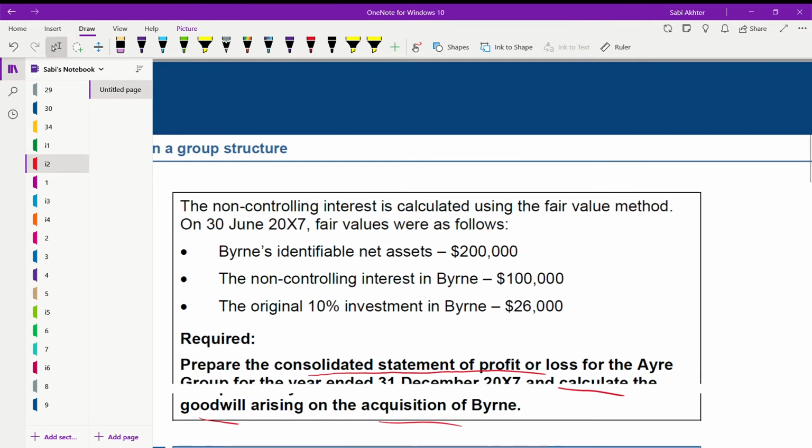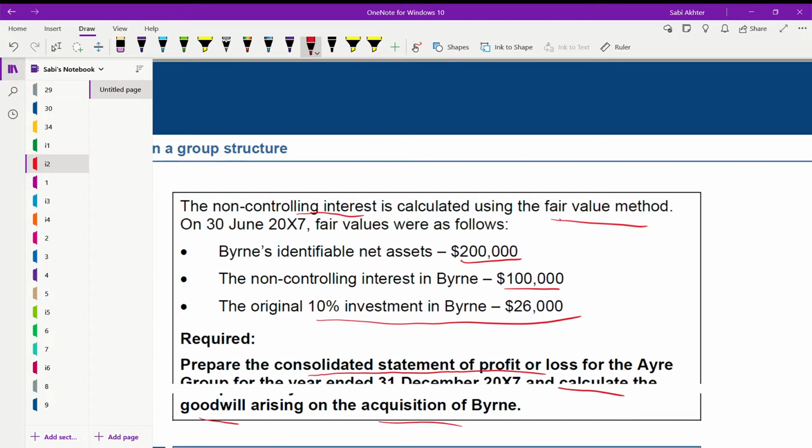The NCI is calculated at fair value, same like the previous one. Net asset is given, NCI is given, and the original 10% investment. So you will be given the amount for the 10% investment also. What is the value at that date? You need this.